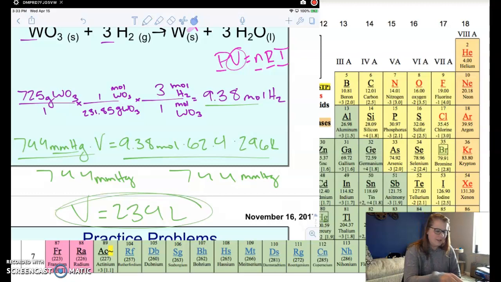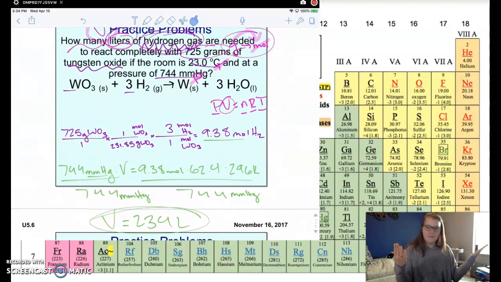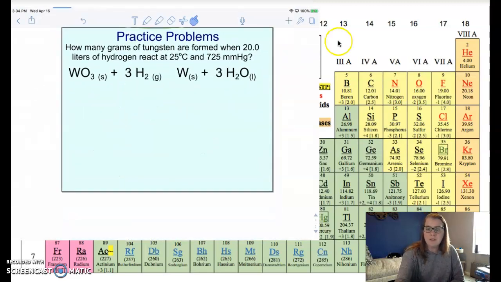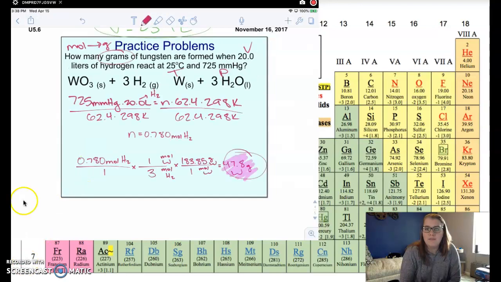All right, so that would be my answer. I've got another example problem right here. So if you want to go ahead and pause the video and give this one a shot, you can look at the answers there. All right, and here's the work for this problem. So this is the ideal gas law in stoichiometry.